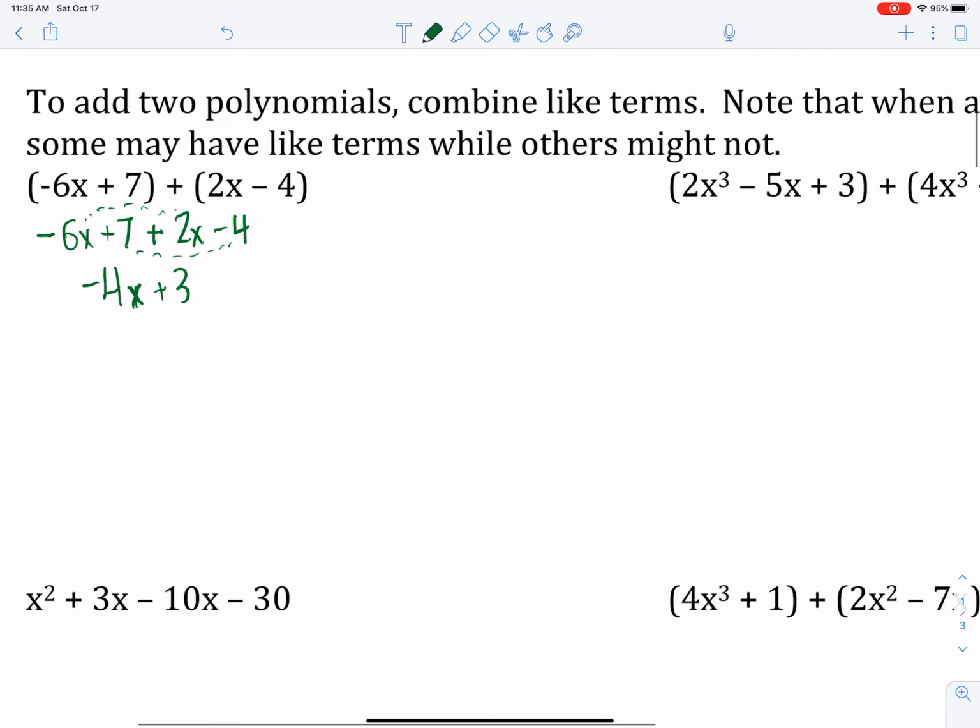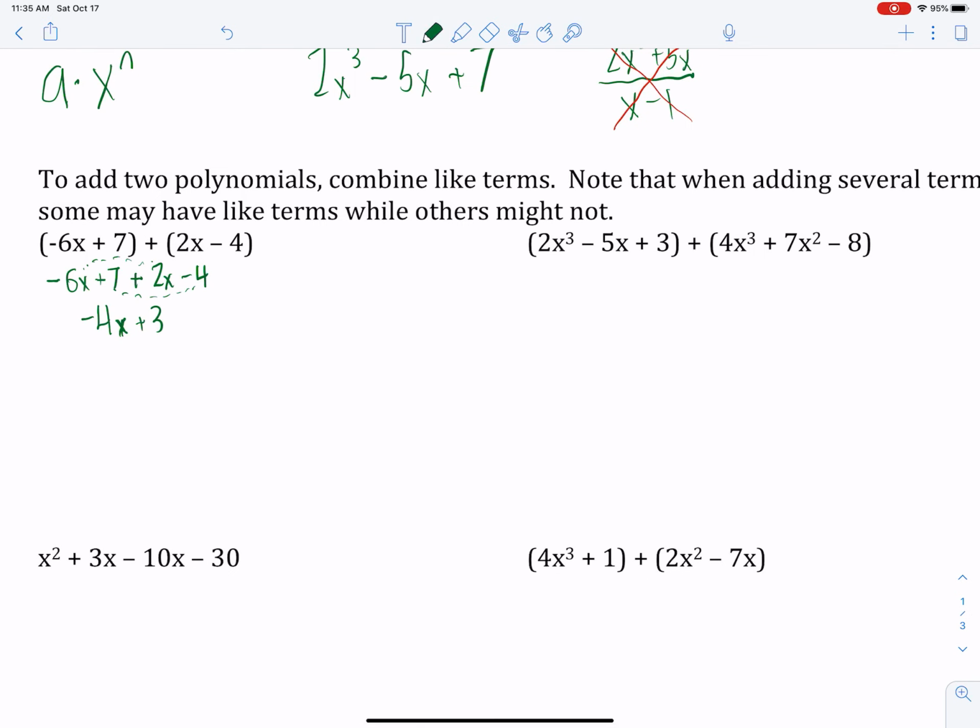Or if we look at our next one, 2x cubed minus 5x plus 3 plus 4x cubed plus 7x squared minus 8. So again, we can drop the parentheses when there's nothing in front of it. There's nothing in front of the first one, and when there's only a plus sign, you can drop the parentheses. So we have plus 4x cubed plus 7x squared minus 8. And then it's a matter of combining like terms. I like to start with the highest power, which in this case is 3. So we'd have 2x cubed plus 4x cubed. That makes it 6x cubed.